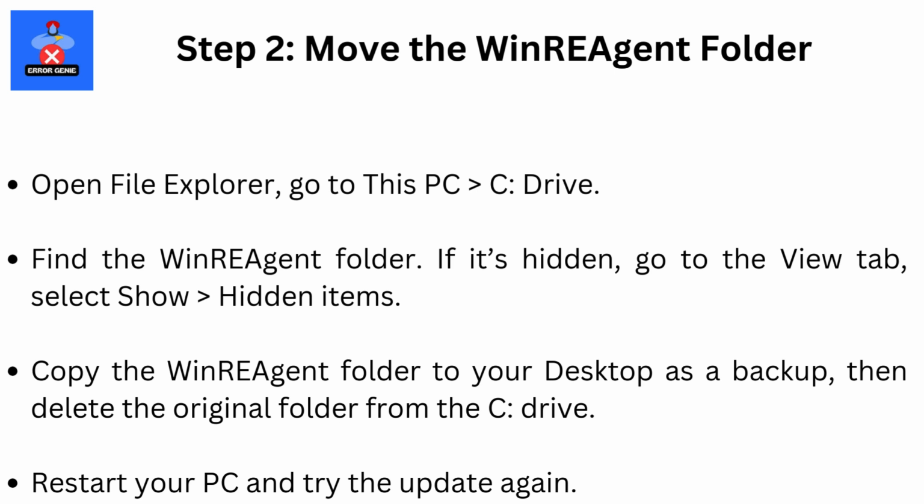Step 2. Move the WinReAgent folder. Open File Explorer. Go to This PC, then C Drive. Find the WinReAgent folder. If it's hidden, go to the View tab, select Show, then Hidden Items. Copy the WinReAgent folder to your desktop as a backup, then delete the original folder from the C drive. Restart your PC and try the update again.